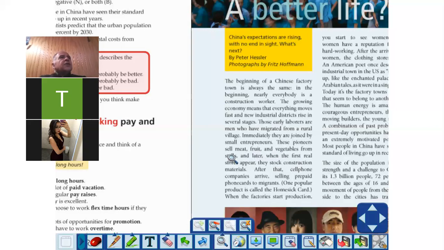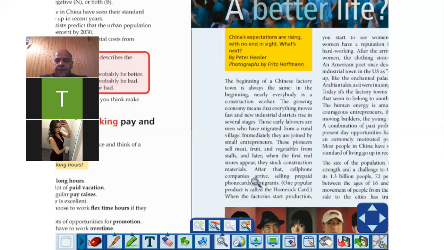from stalls. You know what a stall is? A small store, a small shop. Those are stalls. So when you have nothing, immediately they start creating these shops and start selling basic things. Okay? But then when the first real stores appear, real big ones, they stock construction materials. Yeah. What continues? What is next?